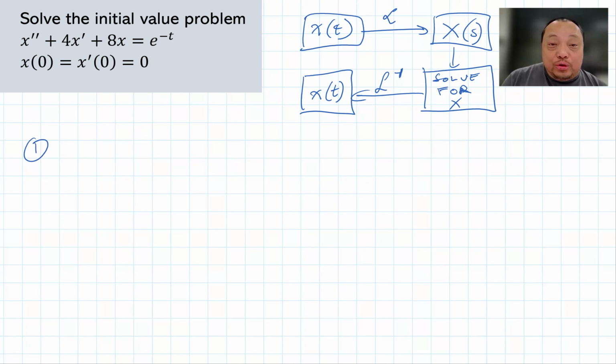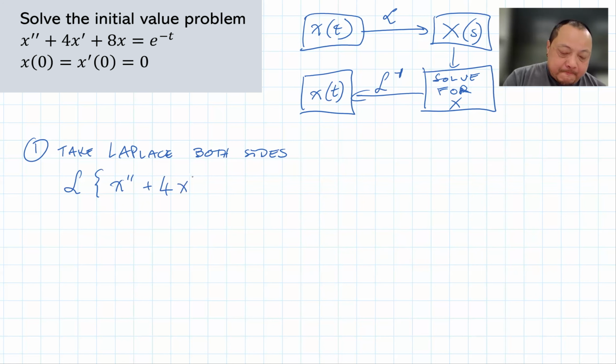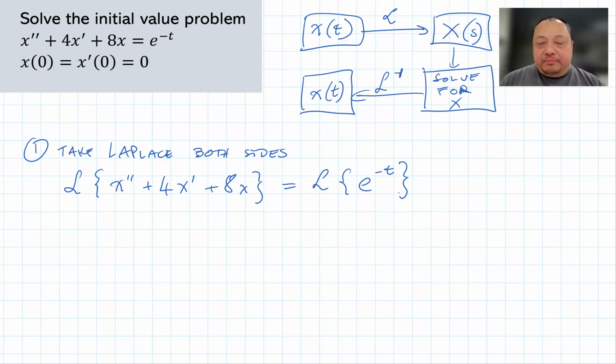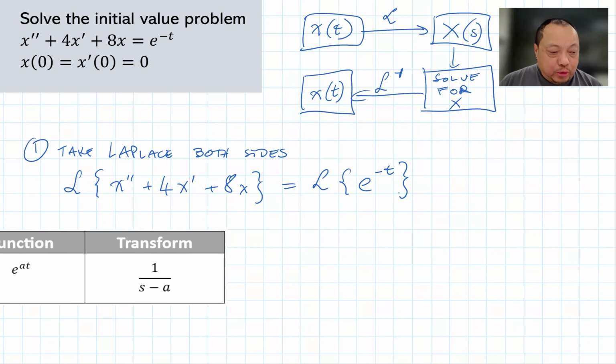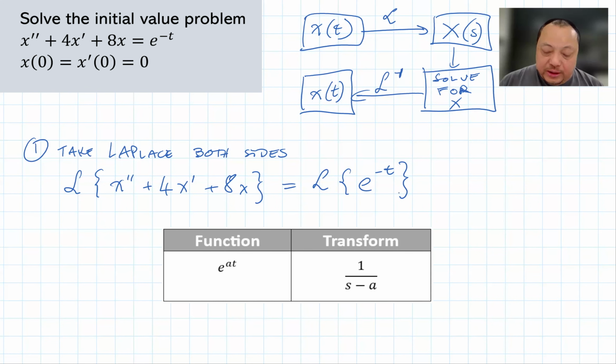Step number 1 is to take the Laplace transform of both sides. On the left, this is equal to the Laplace transform of the right. All right, on the right-hand side, let's look up the Laplace table. There's a formula for Laplace of e to the ax. Here, a is equal to -1. So on this side, it is 1 over s minus -1, which is s plus 1.